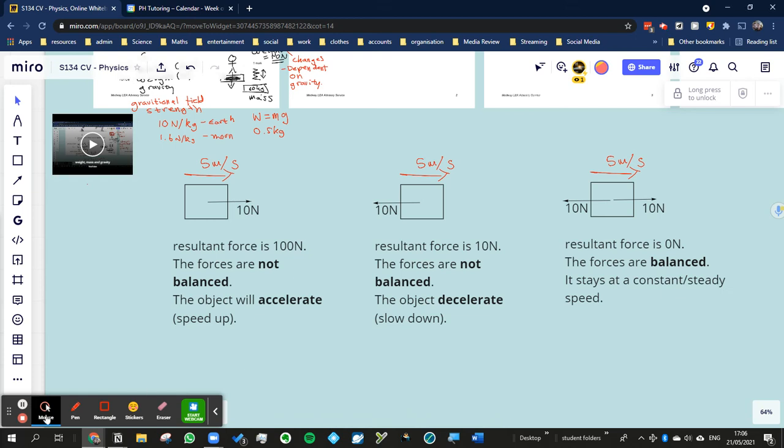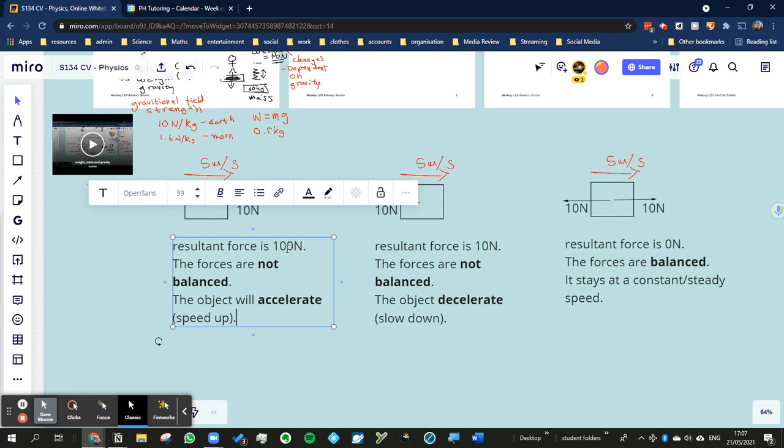So we've got 3 blocks. They've all got a force of 10 newtons. The left one has got a force to the right of 10 newtons. The middle one's got a force to the left of 10 newtons. And the one on the right has got a force to the right and to the left, both of 10 newtons. They're all moving to the right at 5 meters per second.